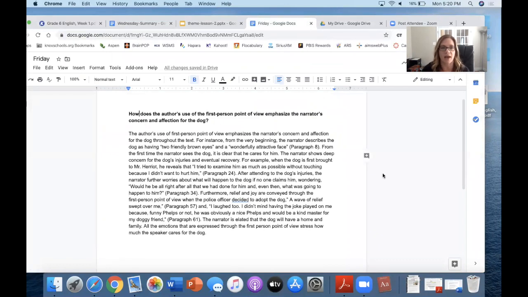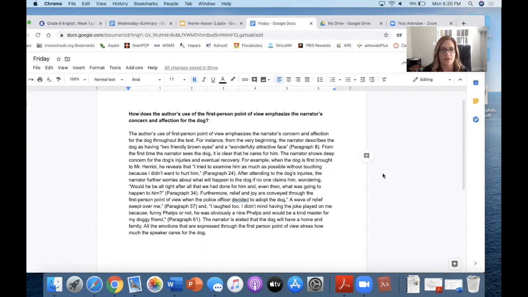Again, our question was, how does the author's use of first person point of view emphasize the narrator's concern and affection for the dog? If you notice in my paragraph, immediately I do something that I always teach my students to do, which is to restate our question in our answer. The author's use of first person point of view emphasizes a narrator's concern and affection for the dog throughout the text. For instance, from the very beginning, the narrator describes the dog as having two friendly brown eyes and a wonderfully attractive face, paragraph 8.